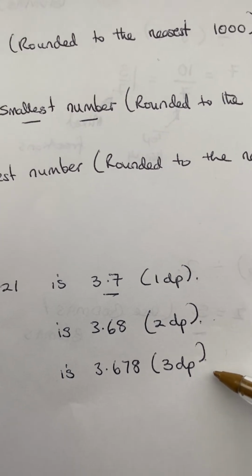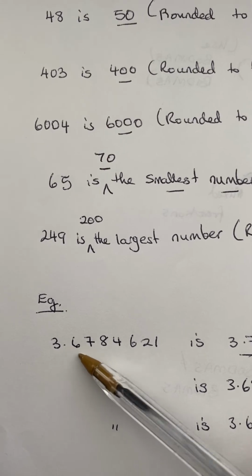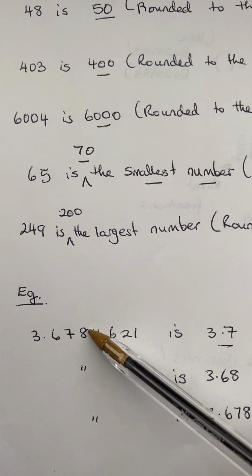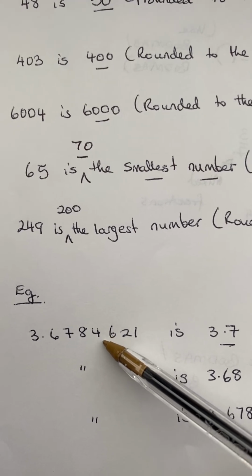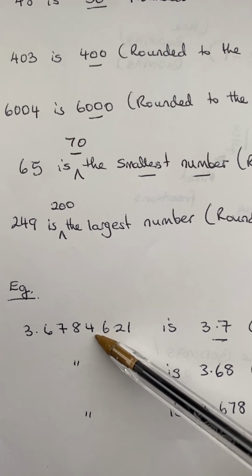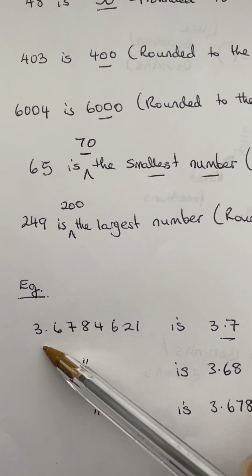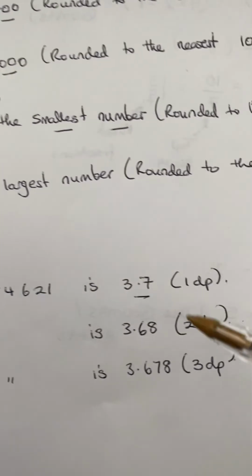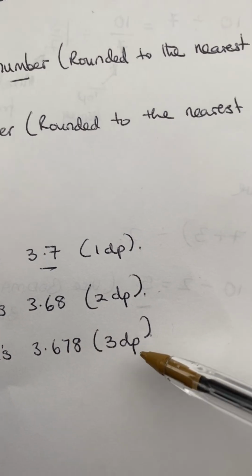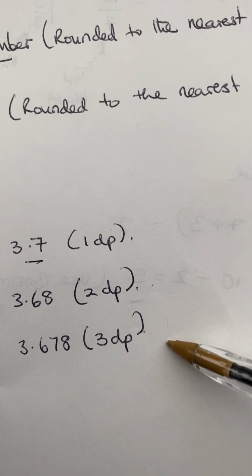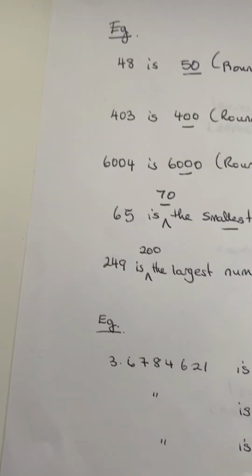Now, assuming we are leaving it in 3 decimal places, after the decimal point 1, 2, 3, that will be my cutoff. But the next number is 4, which is less than 5. So straight away, my answer will be 3.678 to 3 decimal places. I hope we understand that.